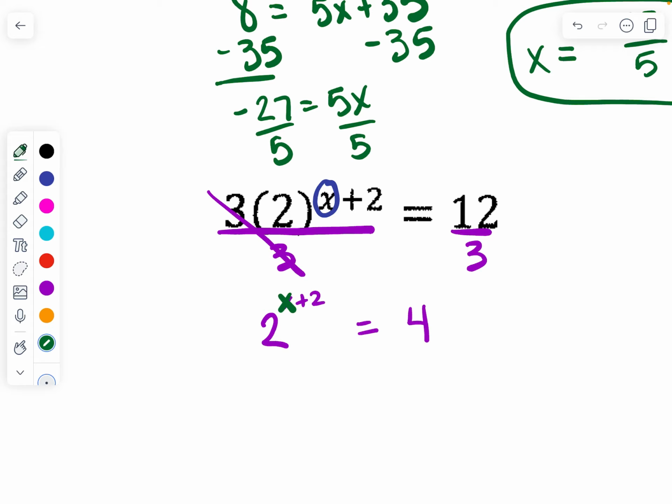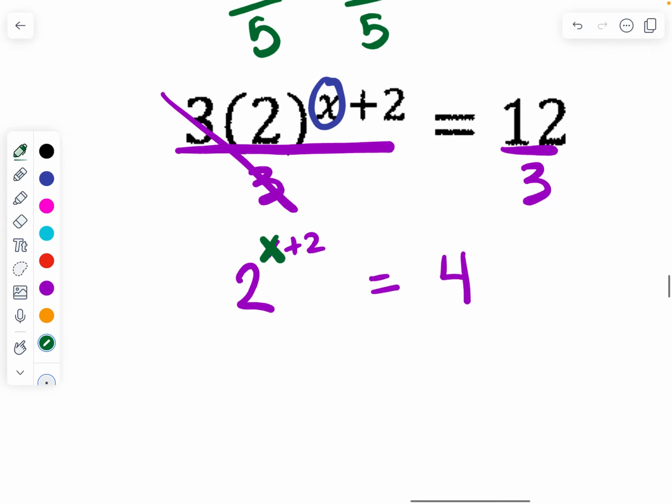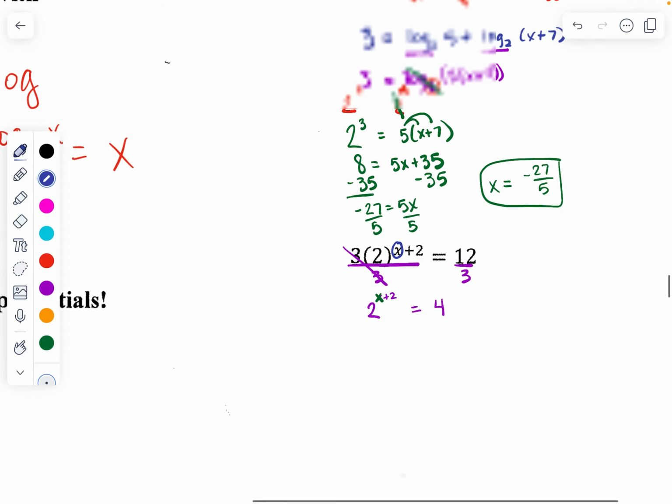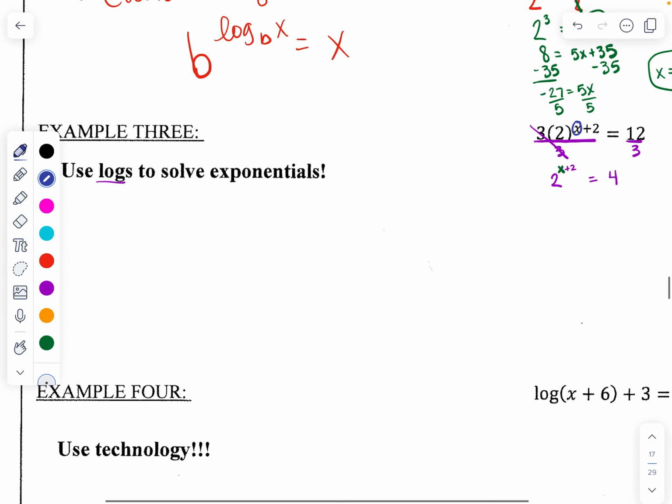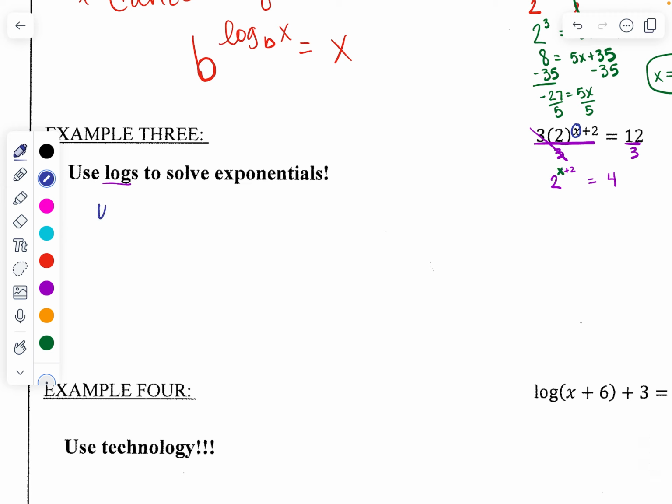To get this x out of the exponent, we're going to reduce it by using the identity that says that log of some base of the base number equals its exponent.